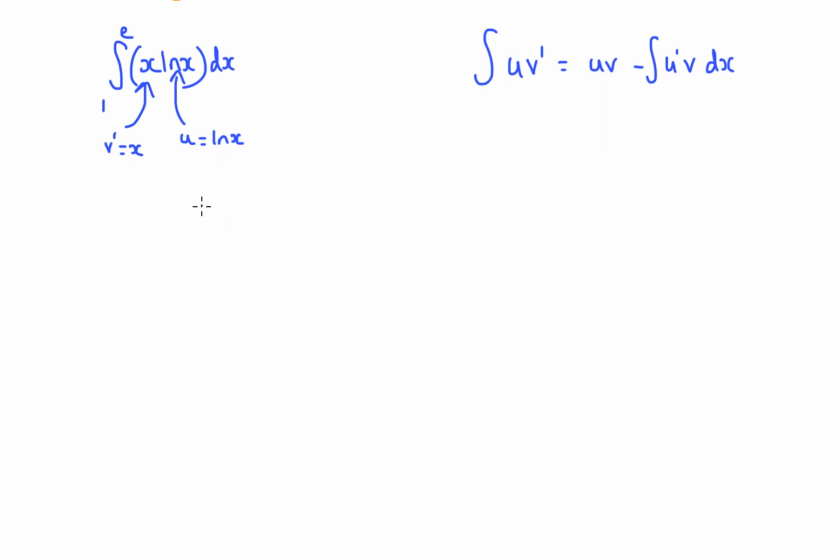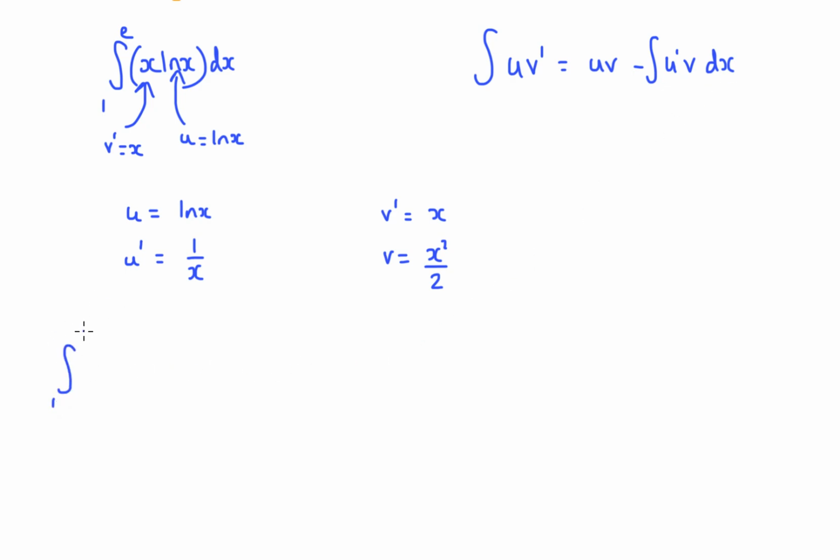It's much easier to get it down on paper, to write down what u is, what u dash is, what v dash is, and what v is. And then you can literally just write them into the formula. So we've got that u is ln x, and we've got that v dash is x. U dash is going to be the derivative of ln x, which is 1 over x. V is going to be the integral of x, which is going to be x squared over 2. And then, as I said, we can just write this into the formula.